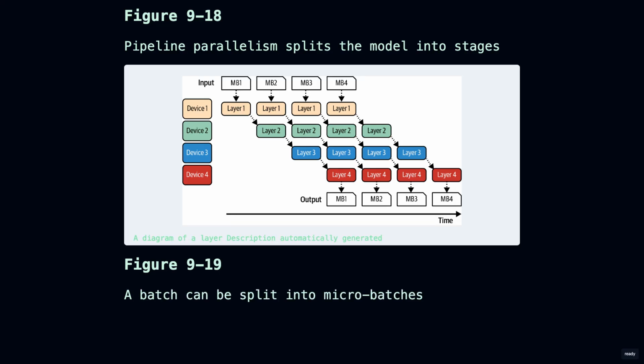A large batch is broken into smaller microbatches, so each stage can keep working. After one microbatch finishes a stage, it moves forward while the next microbatch enters that stage.